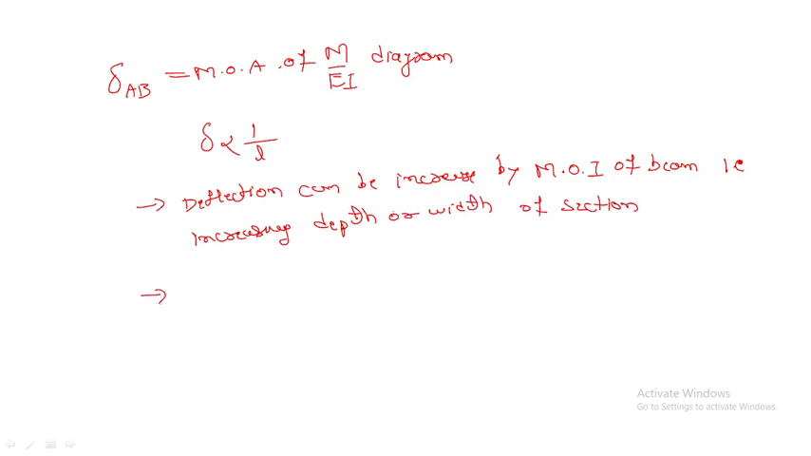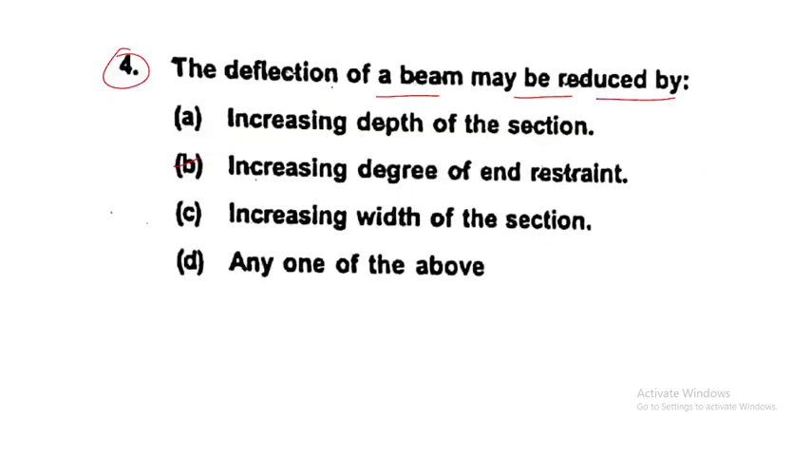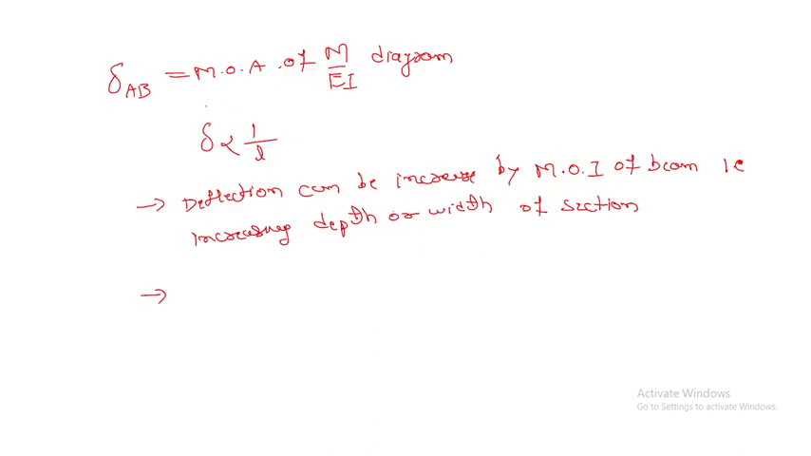Second one. If by increasing the degree of end resistance, what will happen? The deflection of the beam will also be reduced. By doing this also we can reduce the deflection of the beam. This is the first point, this is the second point from the question, that is correct. The second option is correct and the first option is also correct. Third one, what are they telling? Increasing the width of this section.